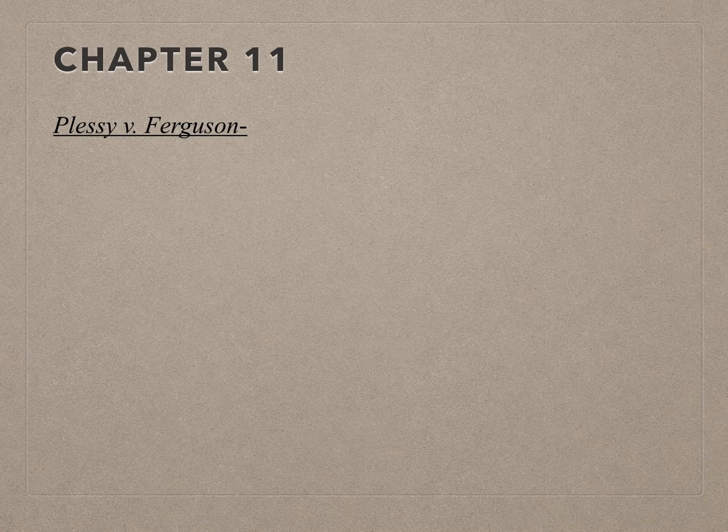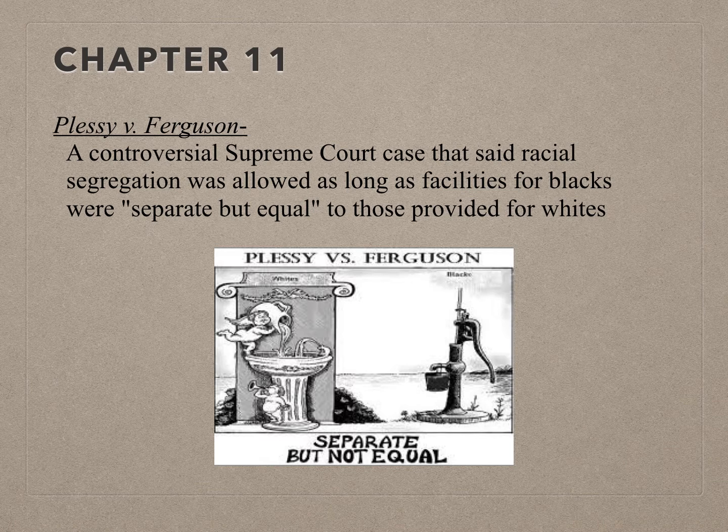The last term is Plessy v. Ferguson. And this is in italics. It's a Supreme Court case. And it was a very controversial Supreme Court case that said that segregation was okay. It actually said it was allowed as long as the facilities for blacks were separate but equal to those provided for whites. They said it's okay for states to separate black people and white people as long as the different facilities are separate but equal.